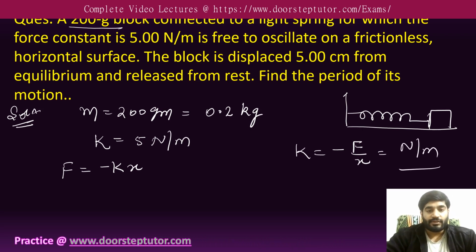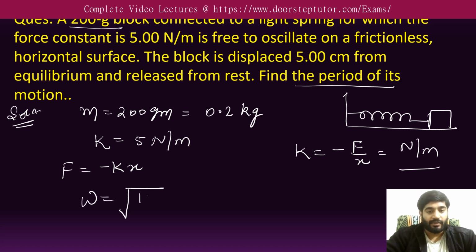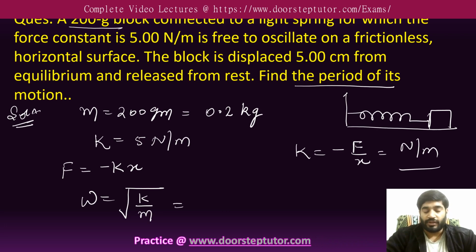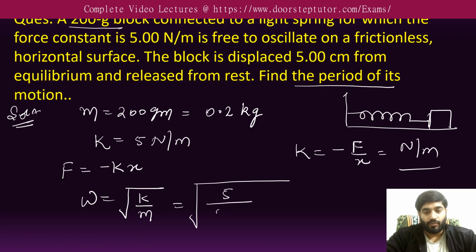Okay. Now what we have to do is find the period. But directly there is no formula for period, but we know omega equals root of K by M, a relation between mass and your spring constant. So it will give me the angular frequency, where K will be 5 over 0.2.